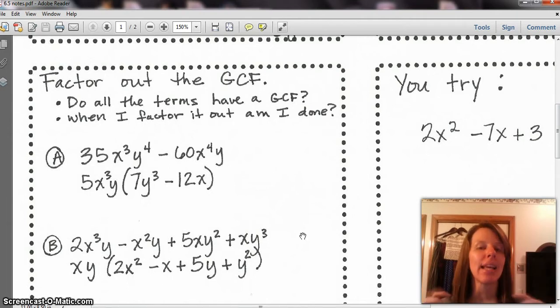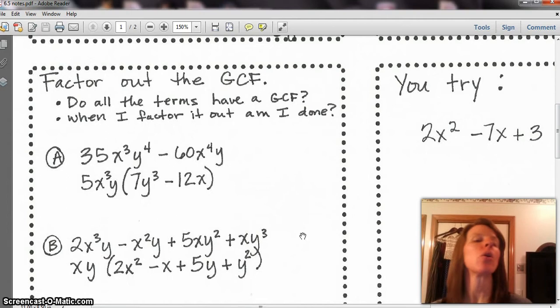And when we take that out, as in divide that out, we're setting up an answer that looks like the distributive property. So 5 times what is going to get us back to that 35? That would be how you would check yourself. So 5 times 7 is 35. X to the third times what is going to get us back to the x to the third? Well, nothing. We don't need to multiply x to the third by anything else to get x to the third. So there is no x within the answer inside those parentheses. Y times what is going to get us to y to the fourth? Y times y to the third is y to the fourth.